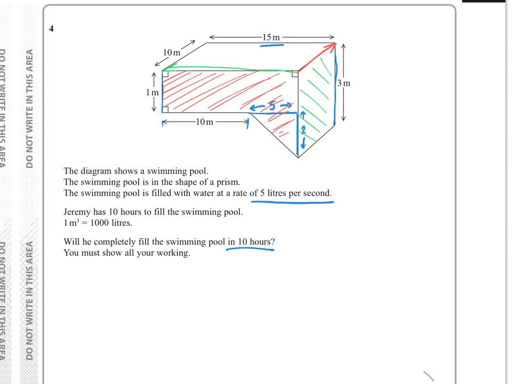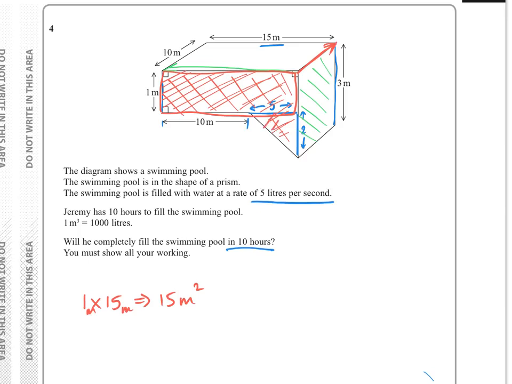So I'm going to find the area of the shaded part and then just times the answer for that by 10, and that will be the volume. So first things first, I'm going to do the rectangle part first. So that's just going to be 1 by 15, which is obviously 15. And that's going to be meters squared, because it's 1 metre by 15 metres.